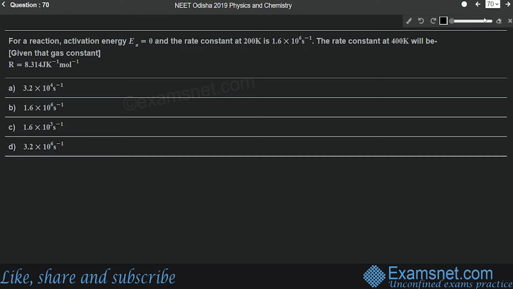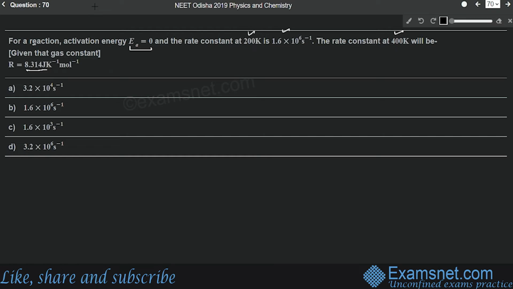Now question number 70 is again from the chapter Chemical Kinetics, and the question is, for a reaction activation energy equals to 0 and the rate constant at 200 Kelvin is 1.6 into 10 to the power 6 per second, then the rate constant at 400 Kelvin will be. The value of gas constant is given as 8.314 joule per Kelvin per mole.